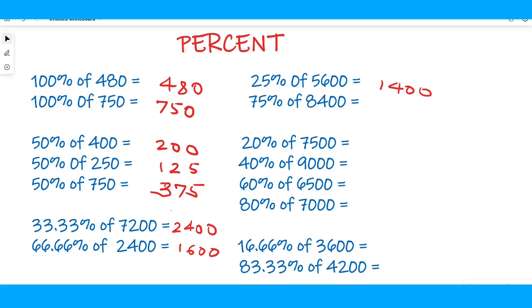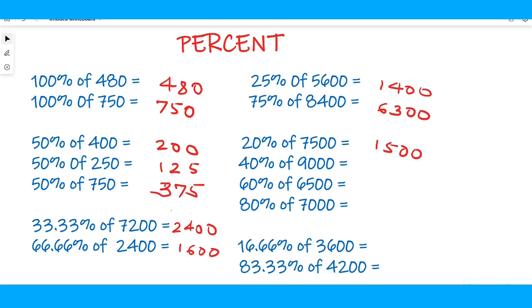Similarly, 75% is 3/4. Hence 75% of 8400 is 3/4 of 8400. 3/4 of 84 is 63. Thus 3/4 of 8400 is 6300. This way we can easily calculate the percentage by converting into fractions. 20%. 20% is 1/5. Thus 20% of 7500 is 1/5 of 7500, which is 1500. So we write 1500.